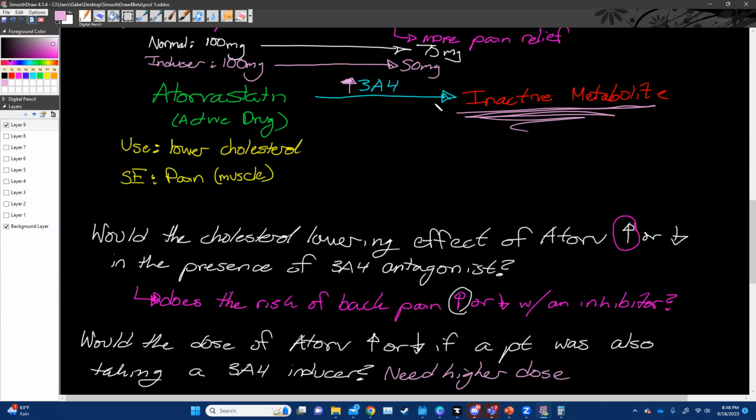So once again, if there's an inducer, it's going to increase the action of the enzyme, which means more of the drug is going to exist as an inactive metabolite, which means that we need a higher dose in order to counteract it.